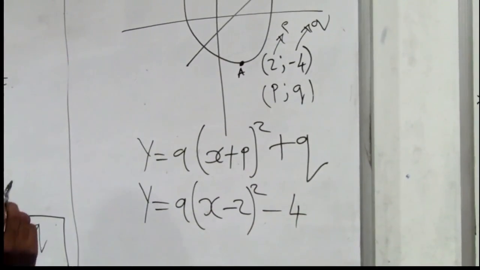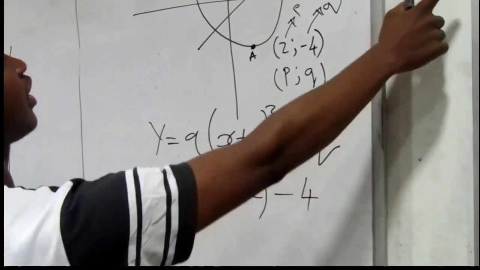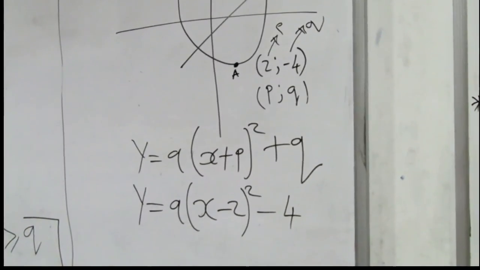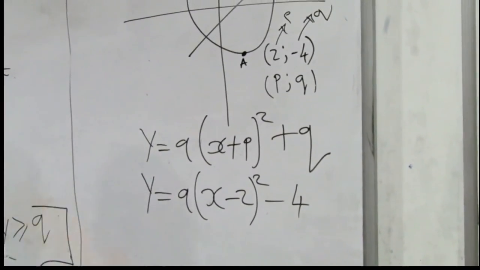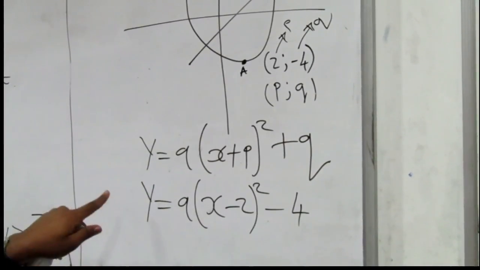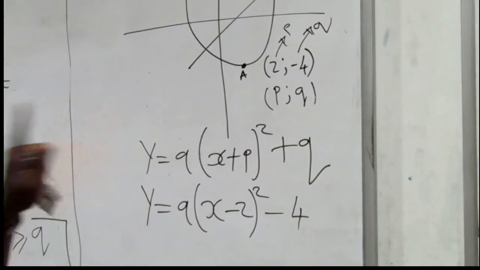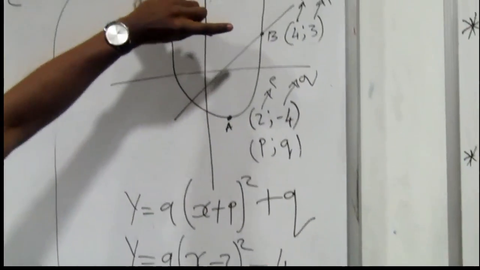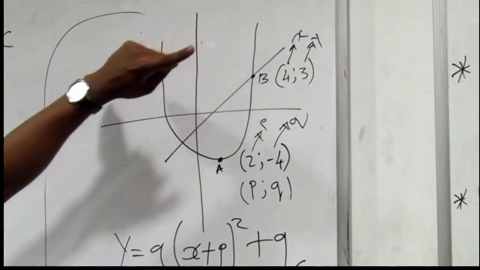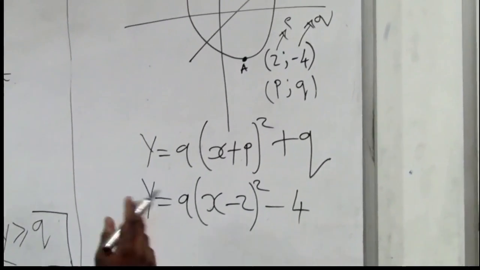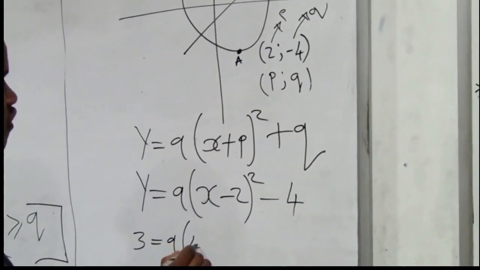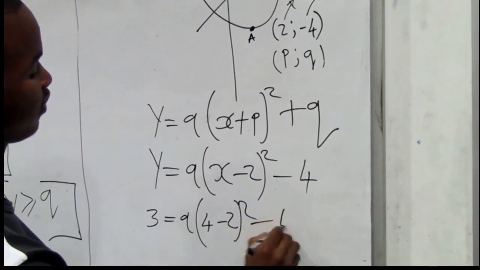And how are we going to solve for a? Always, when we're given this kind of condition, the only step is to find a. After finding a, you simplify your equation, substituting your a, then you do the rest. To solve for a here, we need to consider the next point that you are given, which is point B, where our x value is 4 and our y value is 3. We substitute accordingly. Our y is 3, so it has to be a into (4 minus 2) the whole square minus 4.